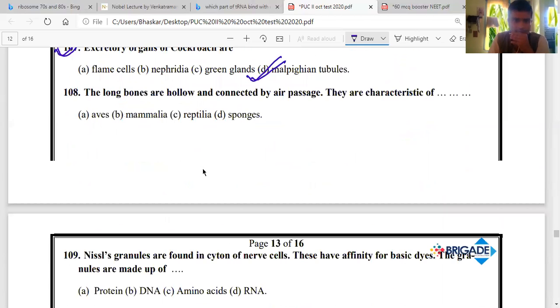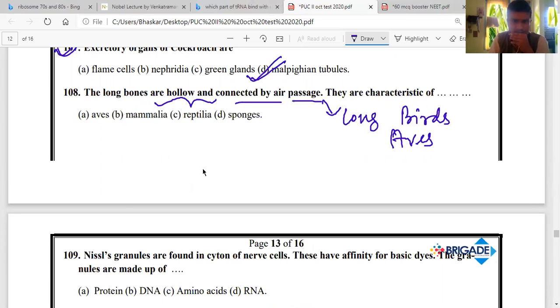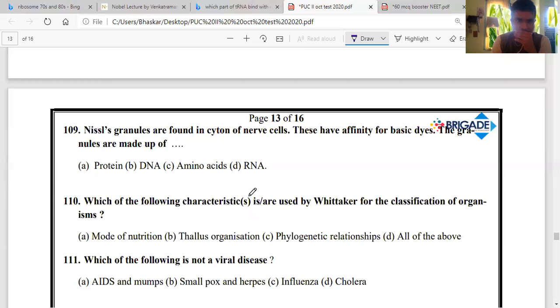The long bones or the pneumatic bones, hollow bones connected by the air passage, mainly the long bones in the birds, you know, Aves. So that is in the tetrapods, Aves. Definitely it is in the Aves or birds as the characteristic. So their front leg is modified into wings and they have pneumatic bones.